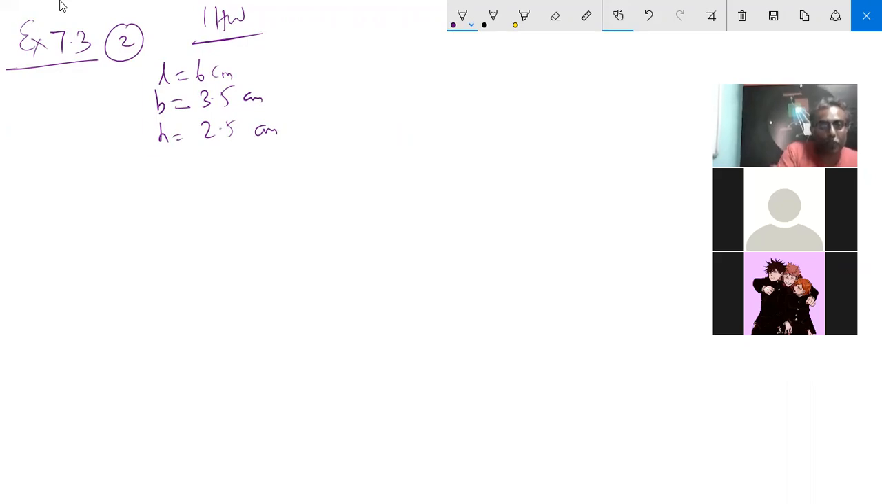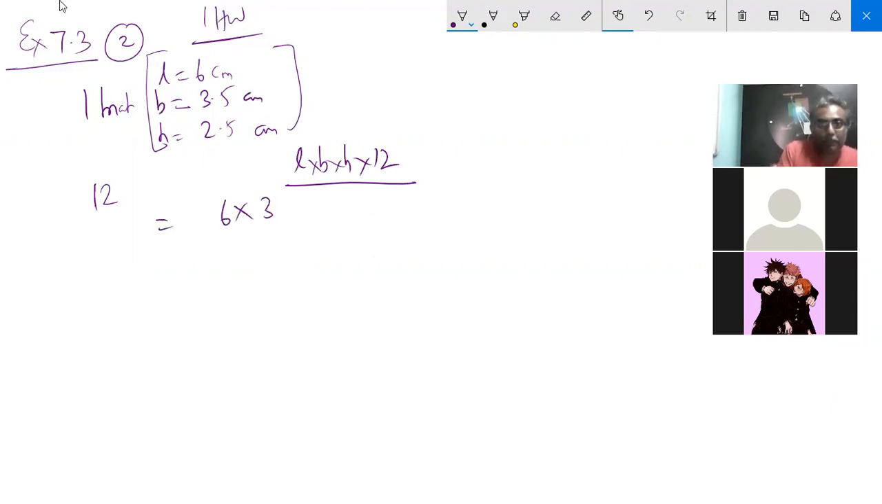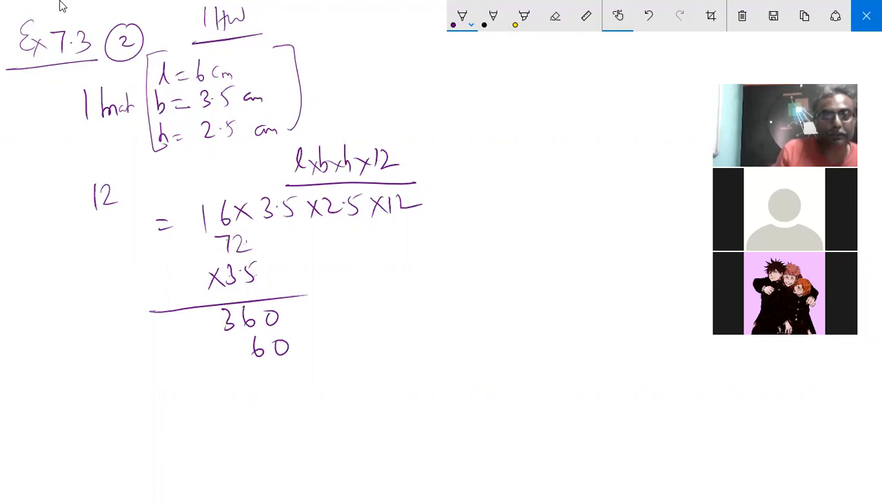Okay. So this is one matchbox. You need 12. So multiply L into B into H into 12. That will give you the answer. That is equal to 6 into 3.5 into 2.5 into 12. Okay. So 6 into 12 is 72. 72 into 3.5. How much? 5 2s are 10. 7 5s are 35. 36. 3 6. 3 2s are 6. 3 7s are 21.